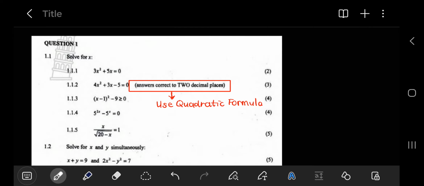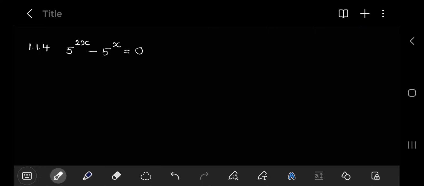We're now on to 1.1.4. We have 5 to the power 2x minus 5 to the power x is equal to 0. Now, something that you should notice is that both terms contain 5 to the power x within them. But if it's not evident to you just by looking at it, maybe if I split it up, it would make better sense. 5 to the power 2x can be rewritten as 5 to the power x times 5 to the power x. Now, why are we allowed to do that?